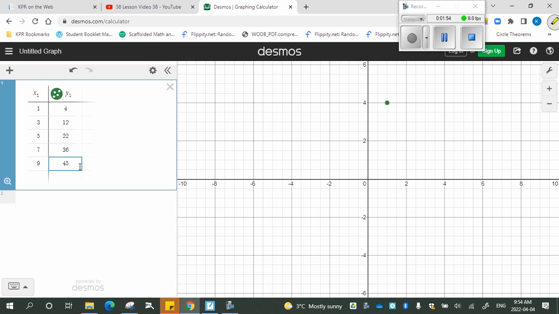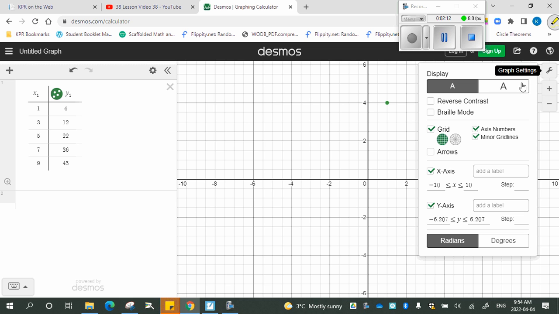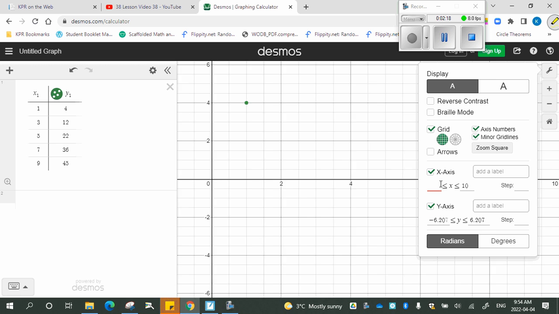The next thing we want to do is see all of that data plotted on our grid. So to do that, see this wrench over here? The wrench, it's on the right side of your screen. It says graph settings. When you click on the wrench, you want to change the x-axis so that it doesn't start in the negatives. So we want it to start at 0.